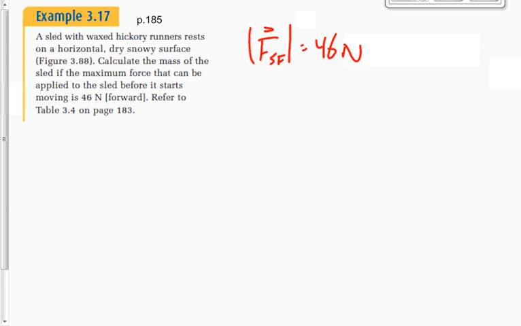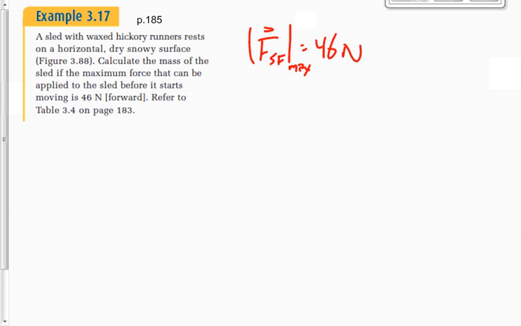Does that make sense? You apply a force of 35 newtons, what happens? Nothing. Static friction would be 35 in that case. Apply a force of 45. What happens? Nothing. Static friction would be 45. Apply a force of 47. What happens? It moves. Static friction is now 0, and kinetic friction would kick in. They're saying the maximum force that you can apply before it begins to move is 46. The maximum force of static friction.